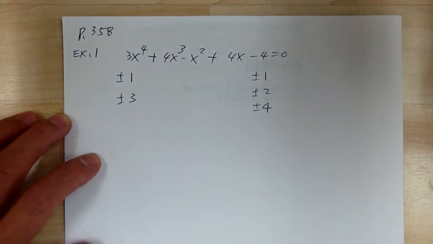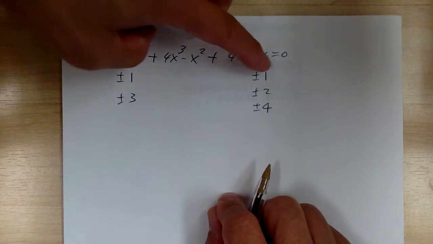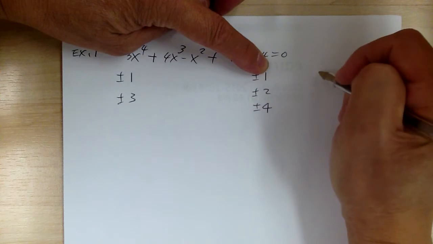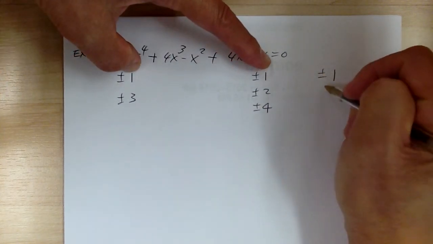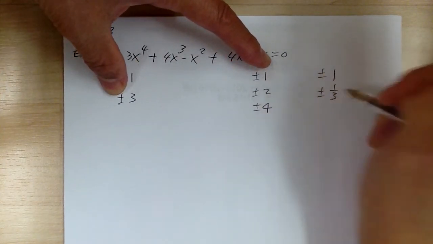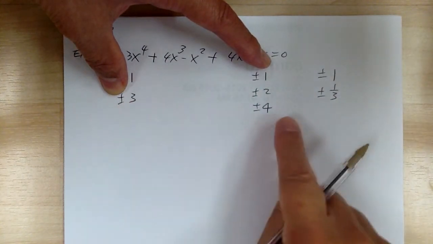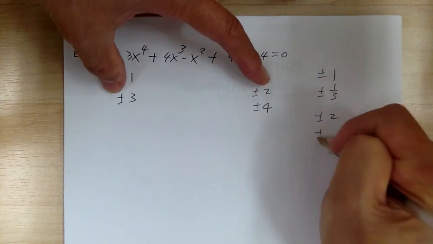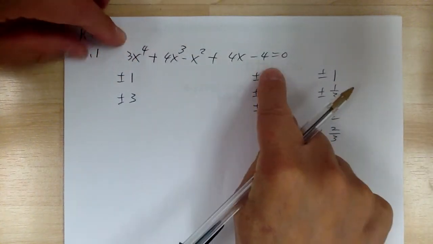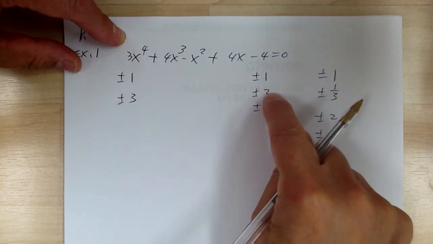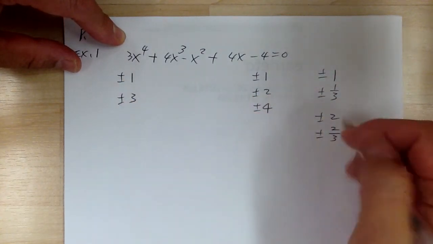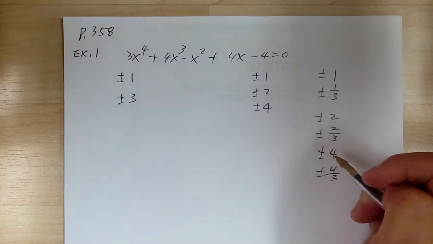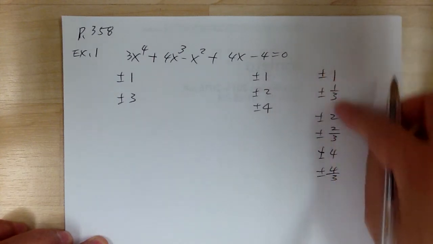So you're going to start a list. Let's start with 1. That gives you plus or minus 1, and plus or minus 1/3. You're done with 1, then you go to 2. So it'll be plus or minus 2, plus or minus 2/3. Then go to the next one, plus or minus 4, plus or minus 4/3. So these are the lists that you should try.